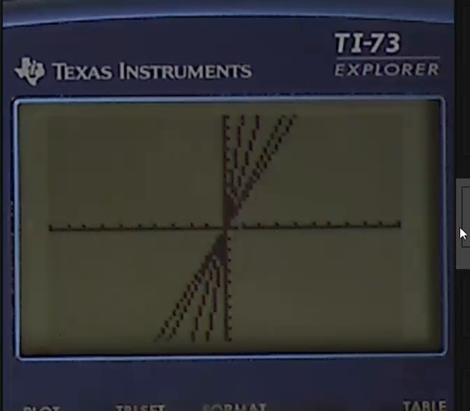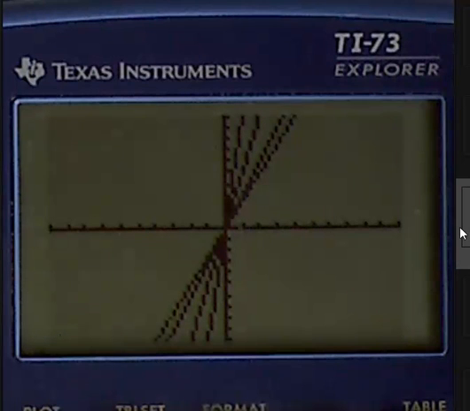So tell me, what do you notice about the steepness of the lines? How are they related to the equations? How are they related to the rate of change? Gabby.